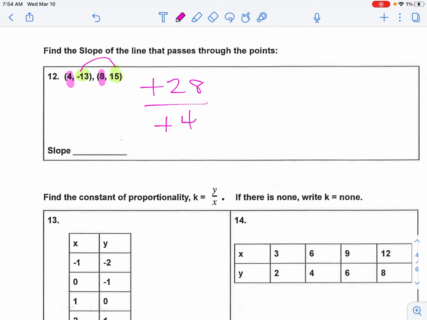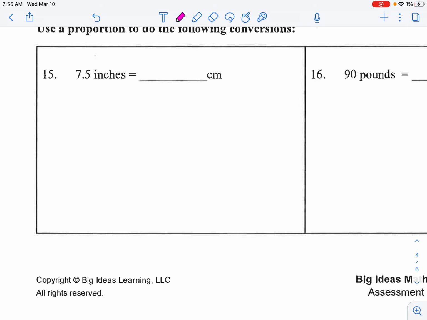All right, use a proportion to do the following conversions. So remember that you have to use that pink sheet that I gave you. You're going to write the proportion. You're going to do cross products. You're going to write a one-step equation, and you're going to solve the equation. That was a lot of what I just said. Okay, your conversion factor goes on the left.